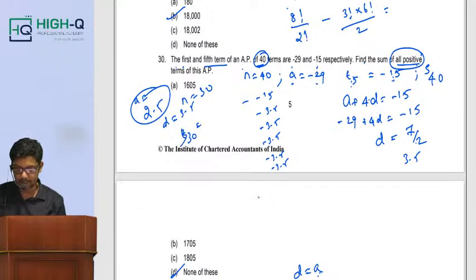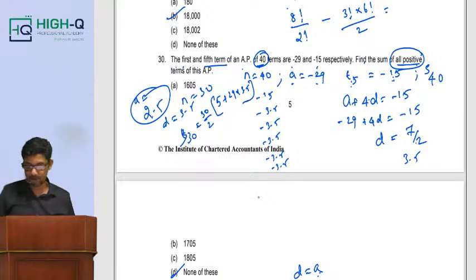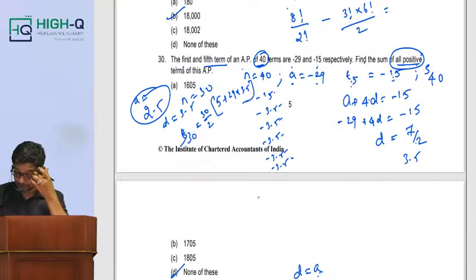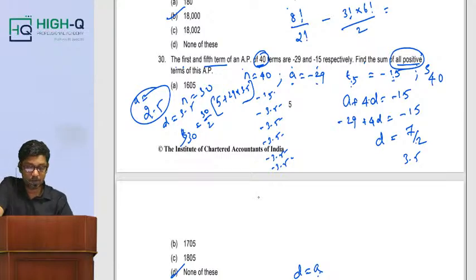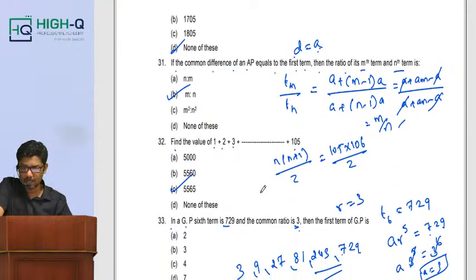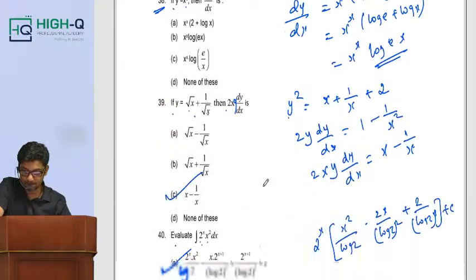S30 is equal to 30 by 2 into 2A, which is 5, plus n minus 1 into D, 3.5. Let me have it. No, my dear. The previous one was correct only. You have to go with none of this. Let me check that option once again later. Let me proceed further.